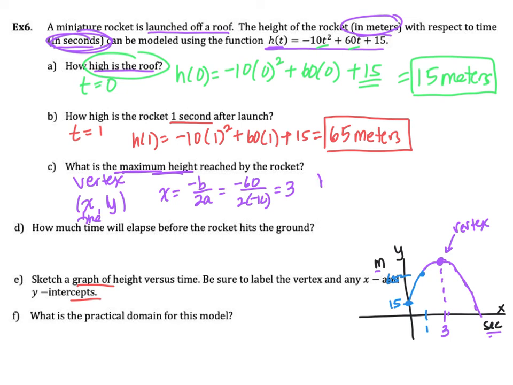So now I just plug in 3 for time. So I get negative 10 times 3 squared plus 60 times 3 plus 15. So go ahead and calculate that.